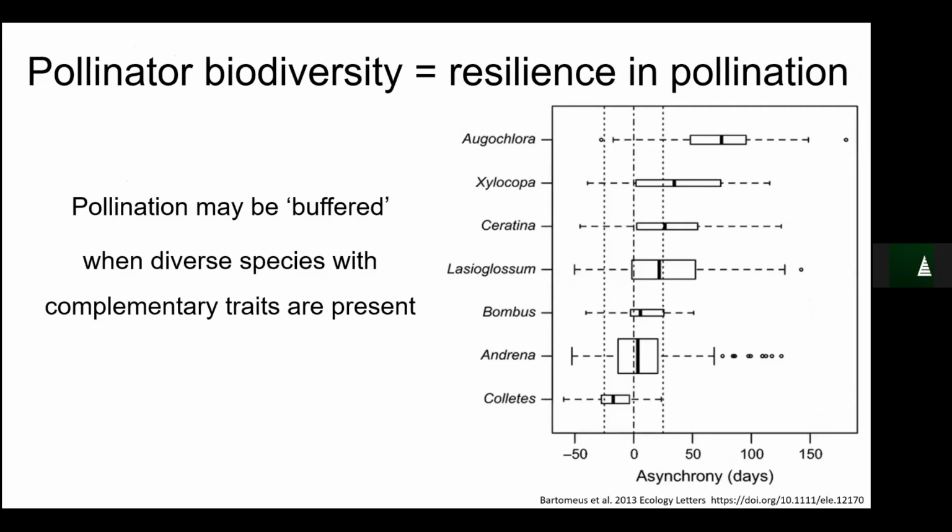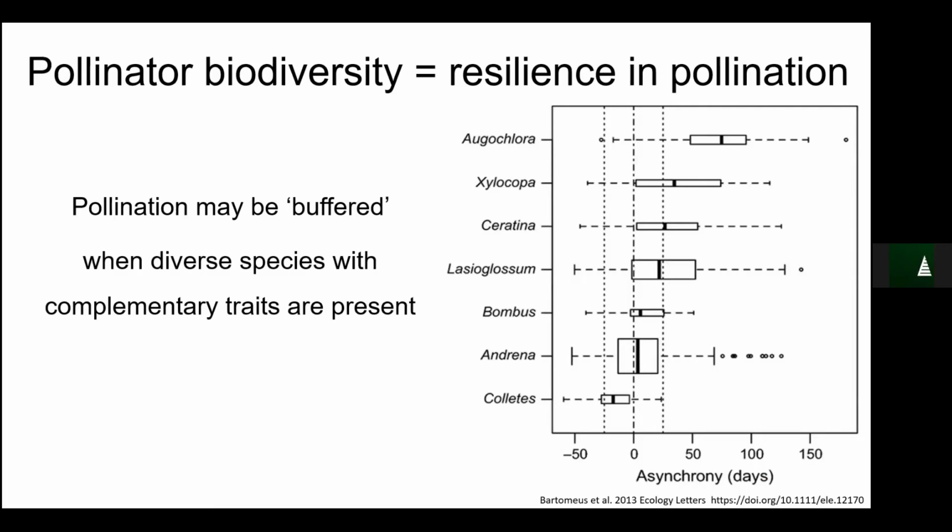The other thing that pollinator biodiversity does is it provides resilience in pollination. And by this, I mean that when you have shifting environmental conditions, flowering plants flower at slightly different times every year, right? And in the figure on the right, this is from a study that compared the timing of emergence of 7 different groups of bees relative to the blooming of apple trees in the northeastern US. But this kind of idea applies anywhere.